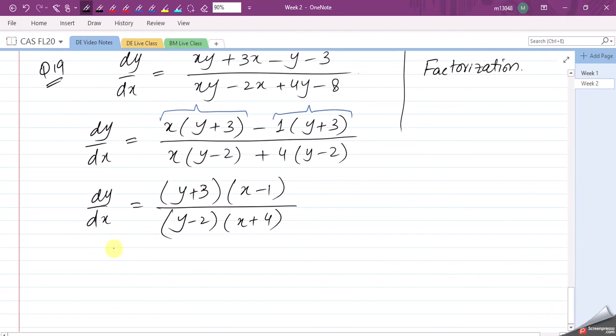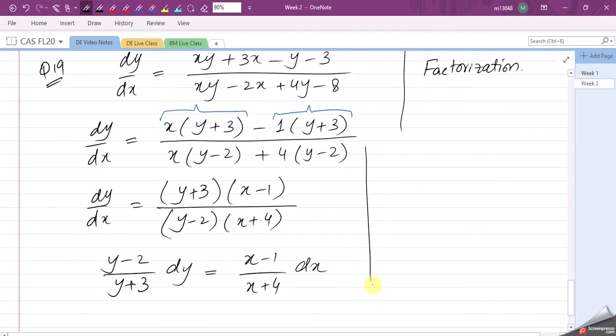Now we can easily separate them, but remember, dy should stay in the numerator up and dx should go up. So y will move here. Y minus 2 over y plus 3, the one which is up on this side will become down, divide on this side. The one which is divide on this side will go multiply, go up on that side. Equals x minus 1 over, and this integration is also very interesting.